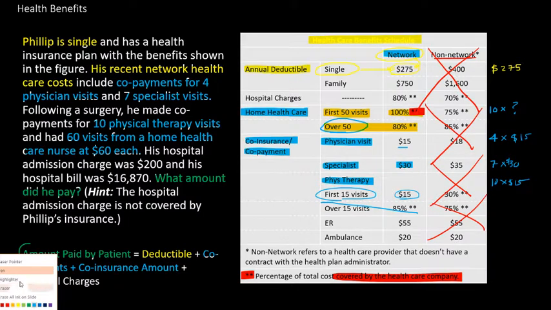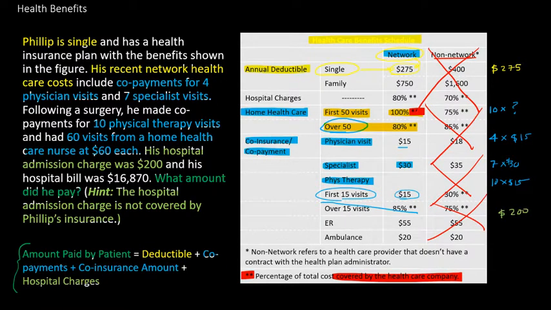Now let's move forward and take a look at our hospital charges. So they mentioned that his hospital admission charge was $200. And remember that in the hint they said the hospital admission charge is not covered by Philips Insurance. So we know right away that that's just going to be $200 for that admission charge. So I'll just write $200 down here just to kind of help me keep track.